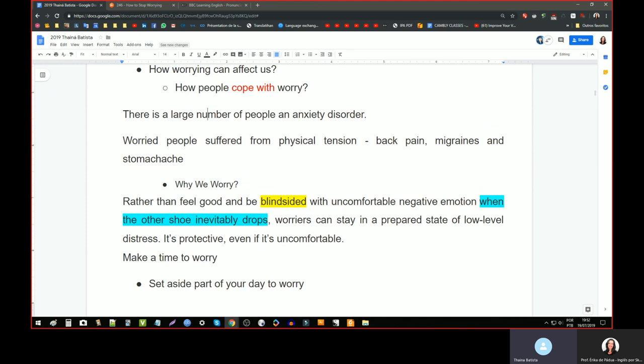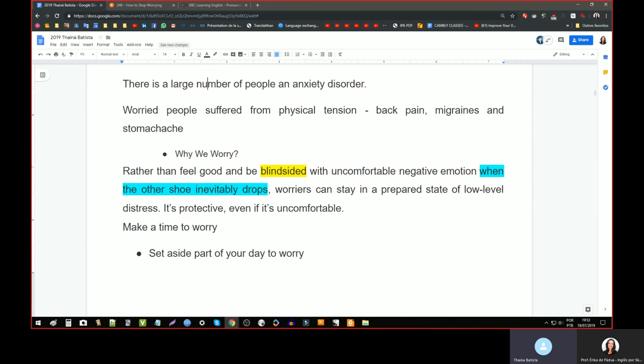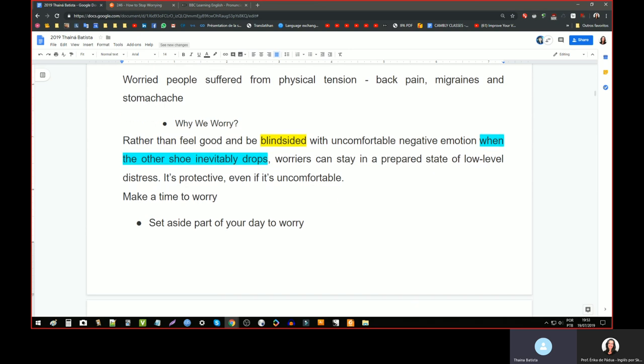So everybody has its own way to deal with worry, and why we worry. So it's not easy to understand, because the worry can occur in different situations, in different times in your life. Maybe you are the kind of person that is always worried about something, and it's difficult to tell what thing makes you worried.